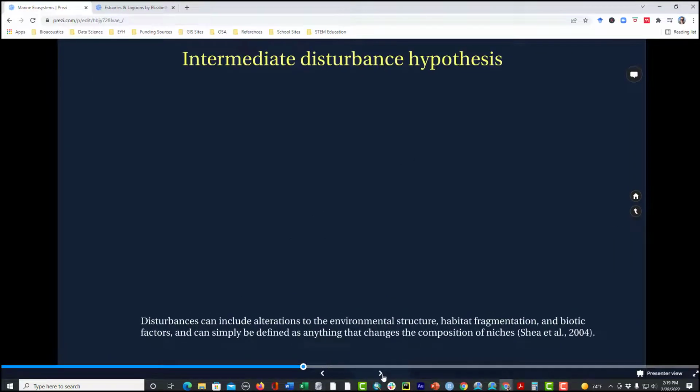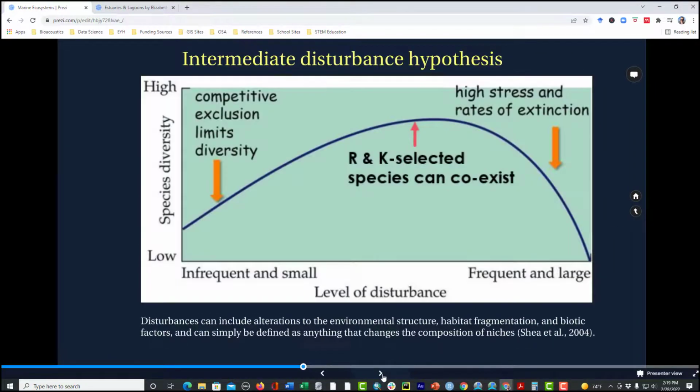There's quite a bit of disturbance within these regions, as you can imagine. Because of that, there are predictions that are possible regarding the number of r and K selected species that can coexist within these intertidal regions. So the intermediate disturbance hypothesis evaluates the number of r and K selected species that can coexist by comparing the number of disturbances as well as the frequency or the magnitude of those disturbances.